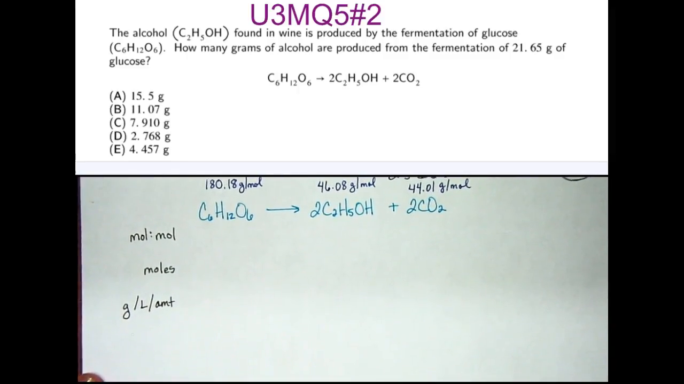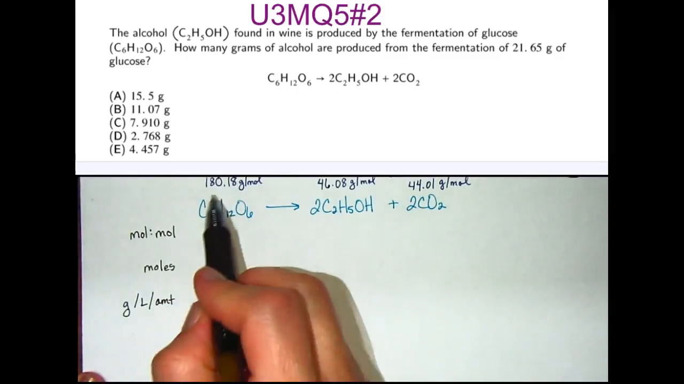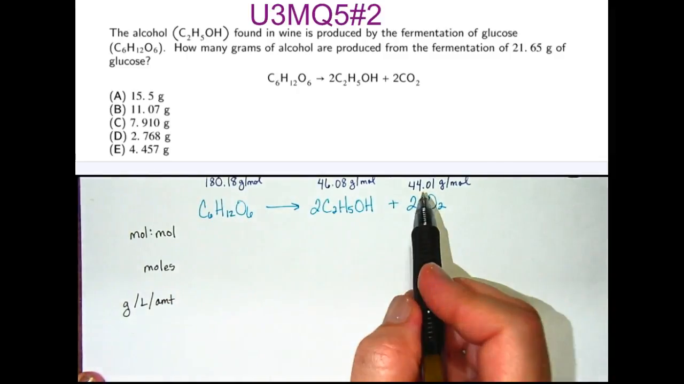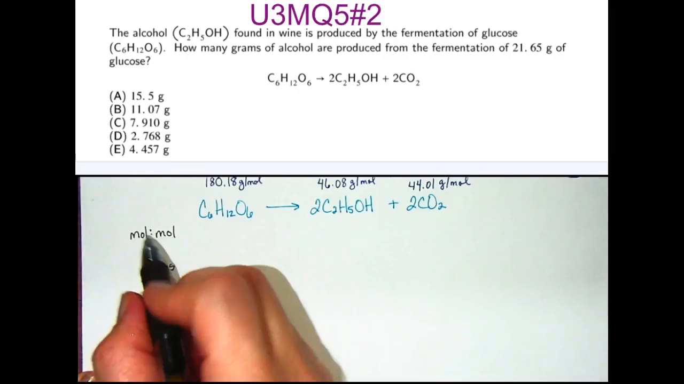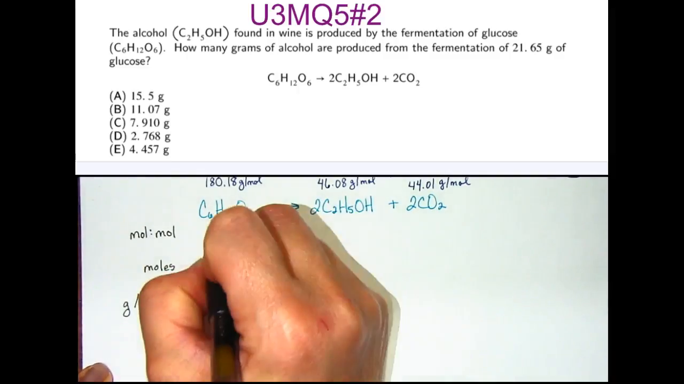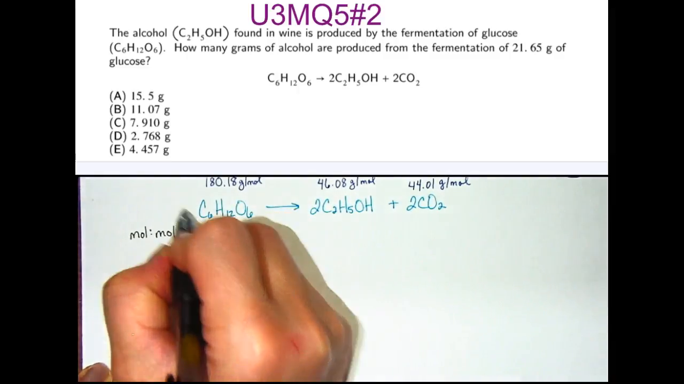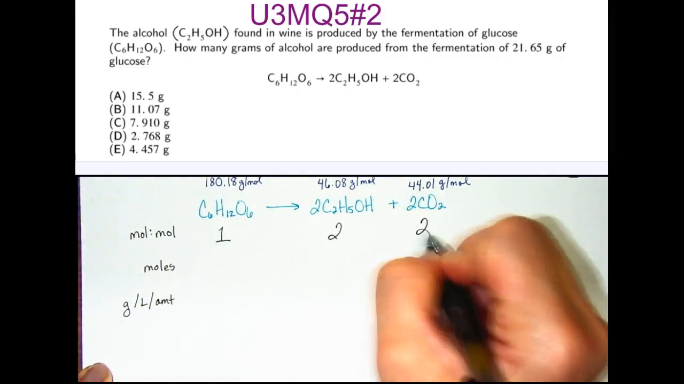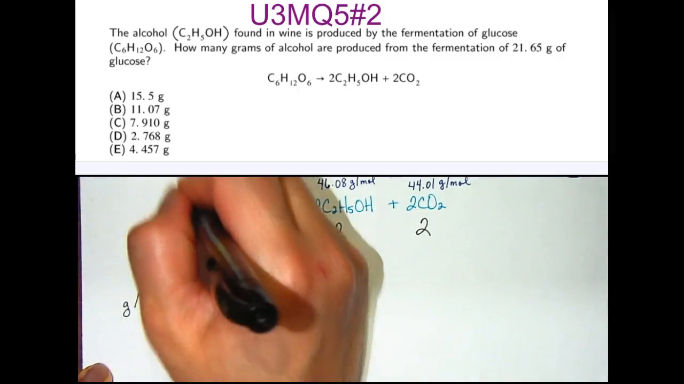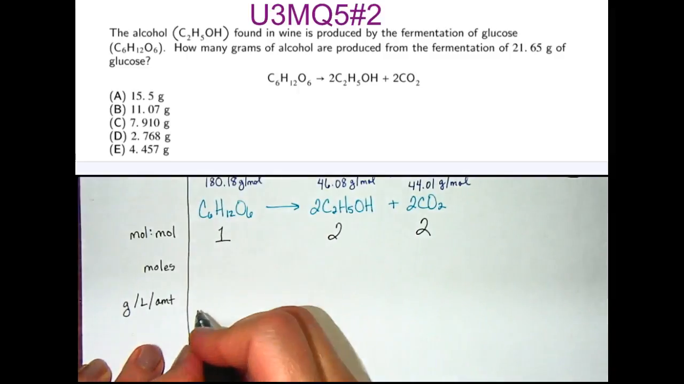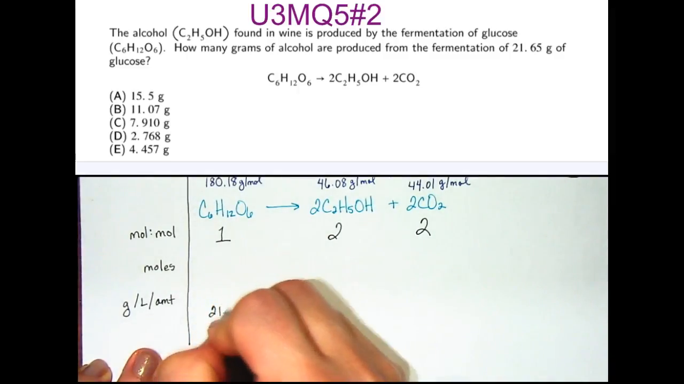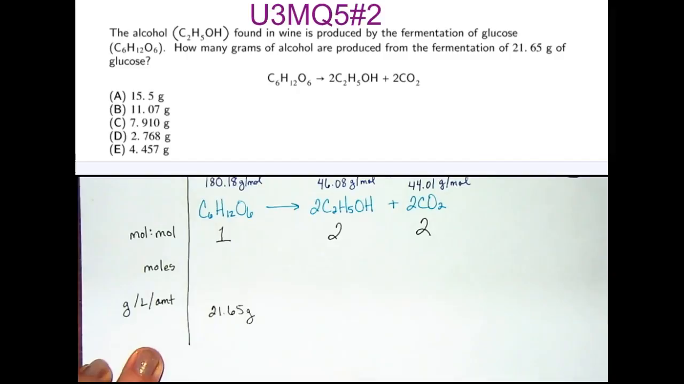And it's usually easiest to go ahead and have the molar masses of everything in our equation already figured out. So here we identify the ratios with the coefficients. It's a 1 to 2 to 2 ratio. Then we take our given, which is 21.65 grams of the glucose.